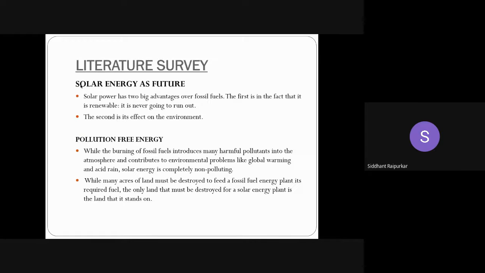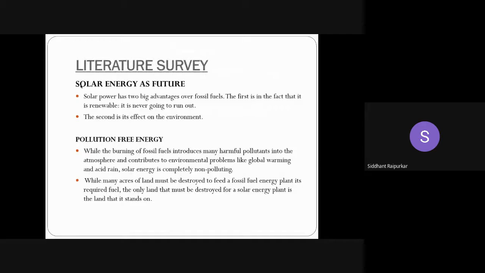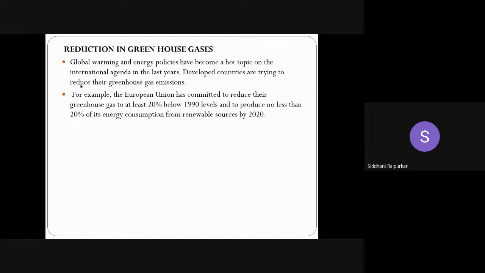Literature survey. Solar power as the future. When we harness this power, the effect on the environment will be far better than other conventional sources. Pollution free energy: the energy produced through solar and its inverters doesn't pollute the environment, so it is very beneficial. Reduction of greenhouse gases: the increasing effect of global warming and climate change on this planet will be lessened.